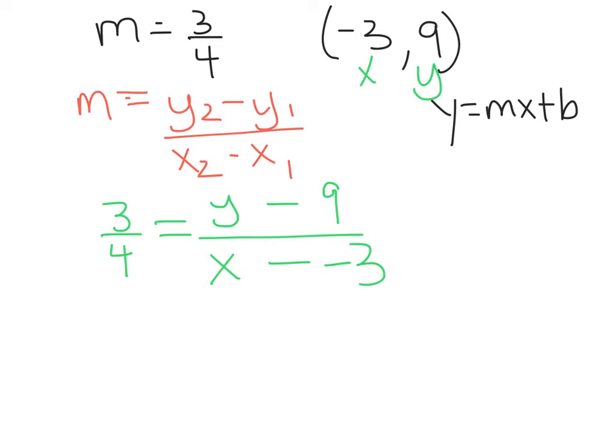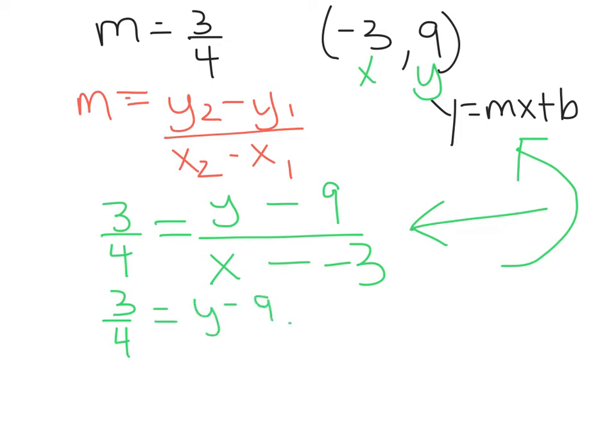So what we're going to do, we're going to take this statement here and we're going to transform it to look like y equals mx plus b. So the way we do that is, first of all, we're going to make this 3/4 equals y minus 9 over x plus 3.